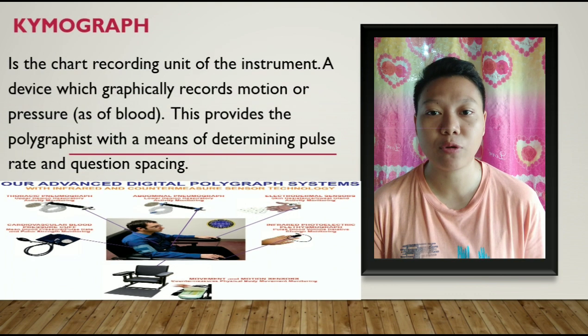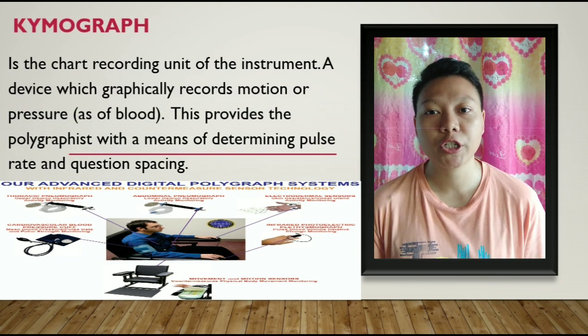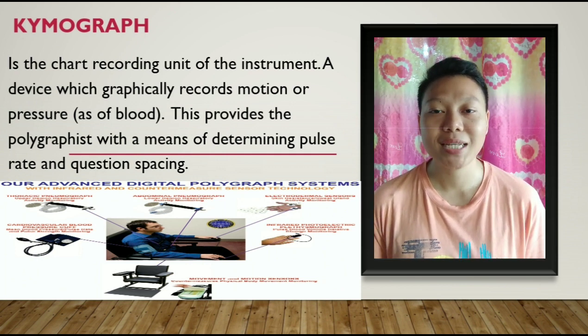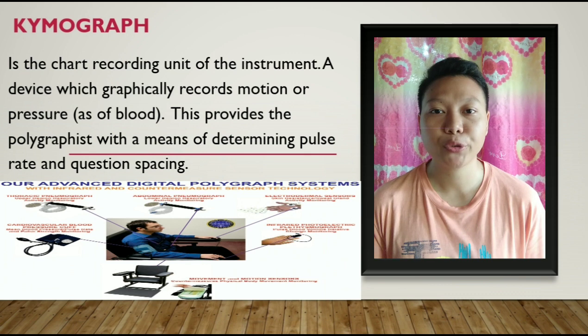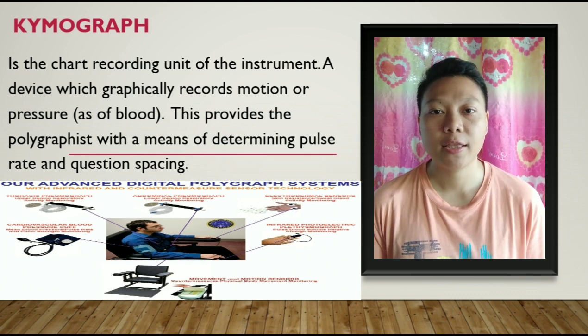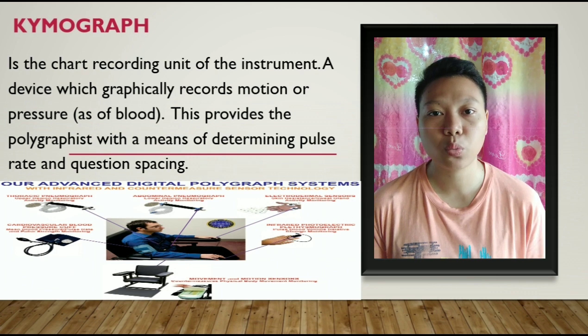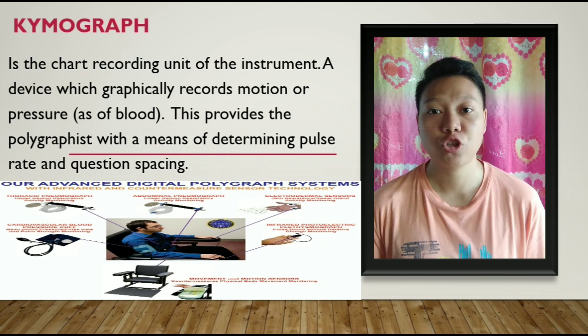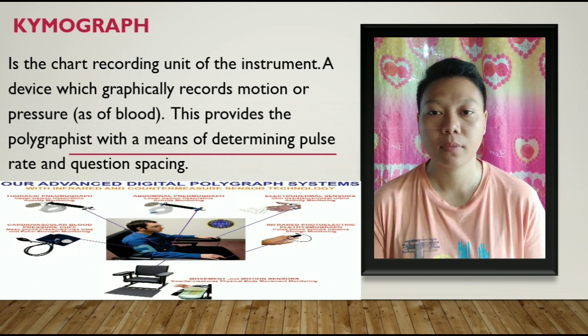And lastly, kymograph. It is the chart recording unit of the instrument, a device which graphically records motion or pressure. This provides the polygraphist with a means of determining pulse rate and question spacing.